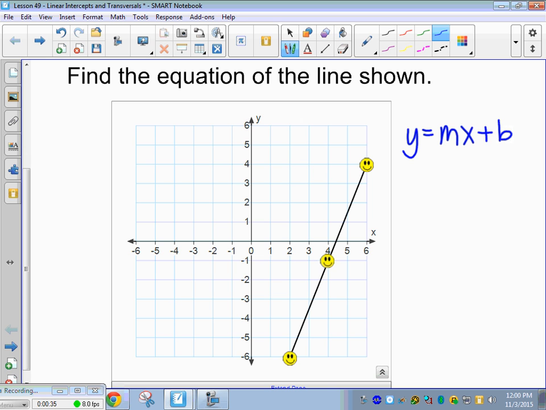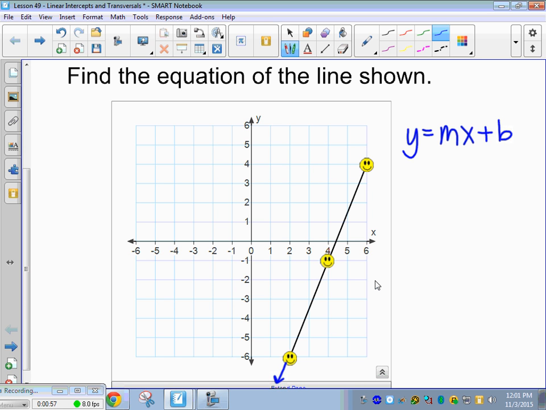Any ideas, Pablo? You can get m, but you can't get b, right? Because this line I know crosses the y-axis somewhere down below. It's not in the graph anymore. But we can get m just from the picture because it's just a slope, right? So we can look at rise over run. I put these smiley faces so you guys could see the actual points.